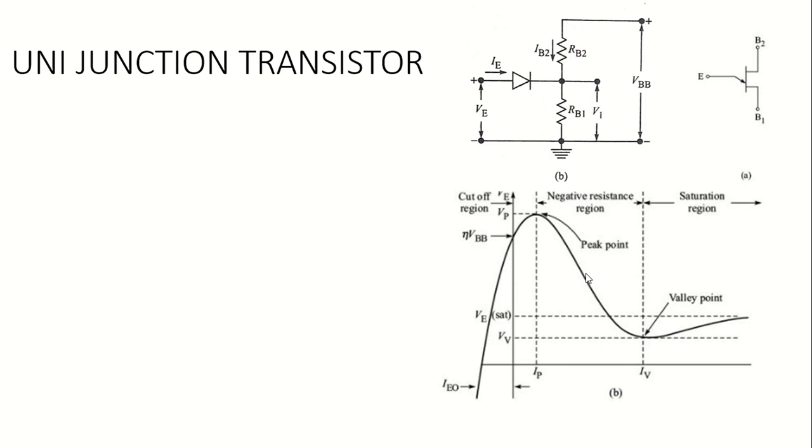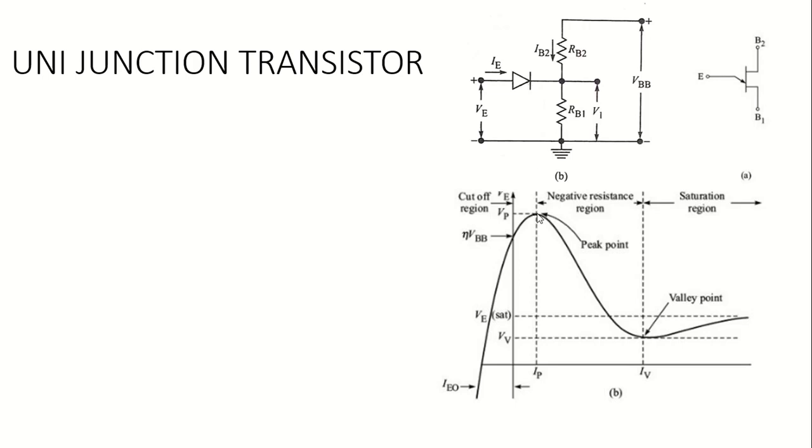If you observe these characteristics here, when the diode is not conducting, the UJT is completely off, so that is called the cutoff region. In these characteristics, the diode will conduct only when VE is greater than V gamma plus V1. That point where the diode actually starts conducting is called the peak point or peak voltage, denoted by VP in this figure. This is the minimum voltage required to turn on this UJT.